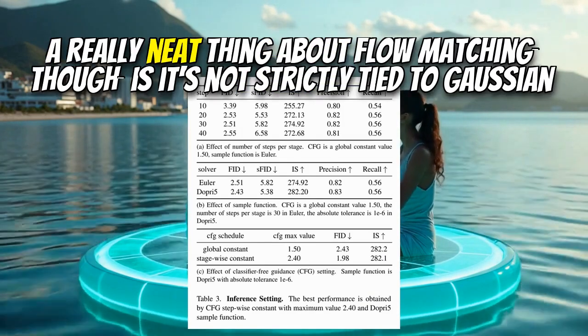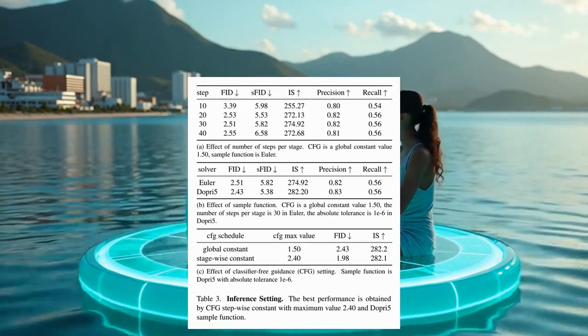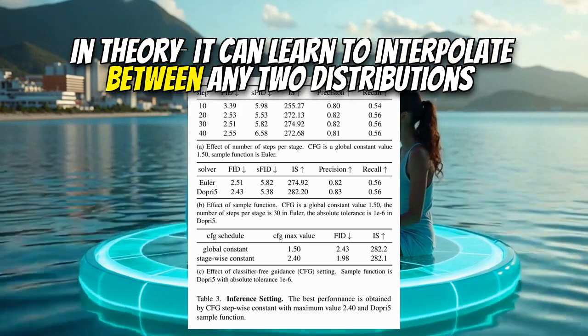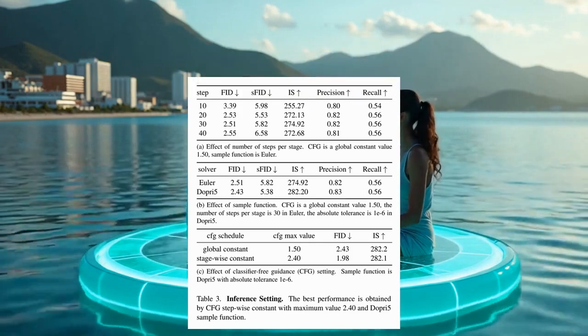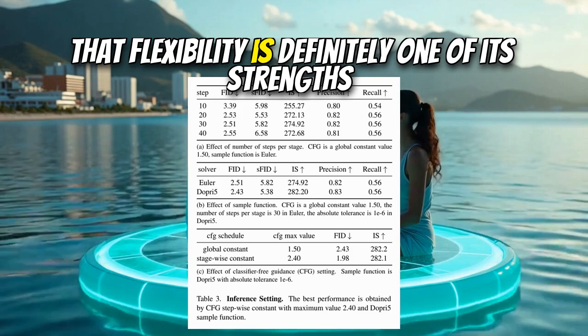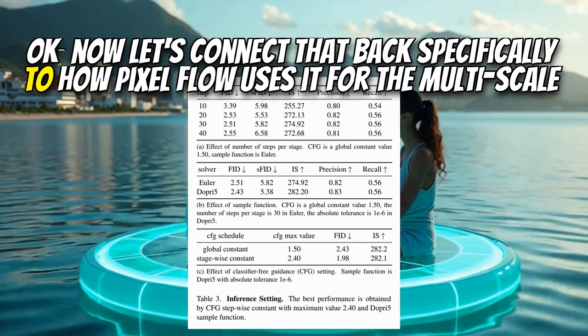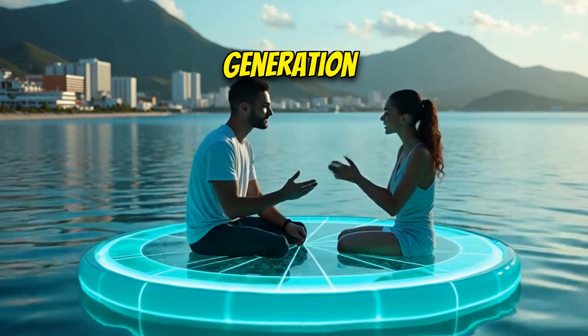Got it. A really neat thing about flow matching, though, is it's not strictly tied to Gaussian noise. In theory, it can learn to interpolate between any two distributions. Oh, interesting. So like image to image translation. Potentially, yeah, or style transfer. That flexibility is definitely one of its strengths. Super interesting. Okay, now let's connect that back specifically to how PixelFlow uses it for the multi-scale generation.